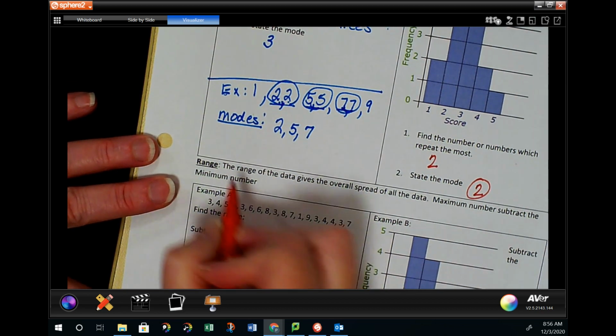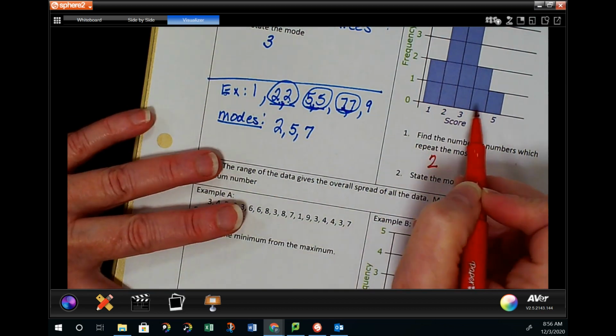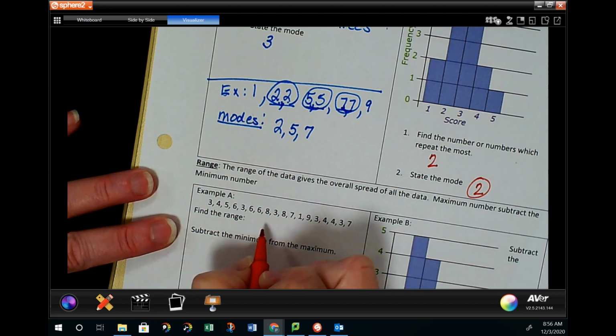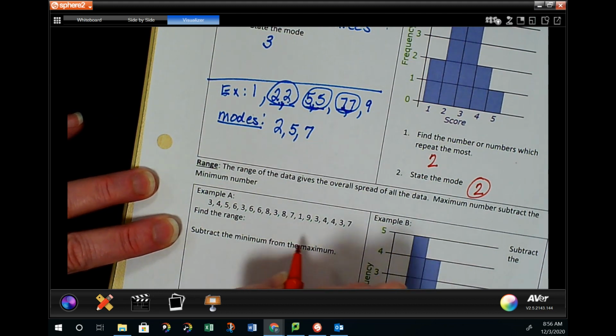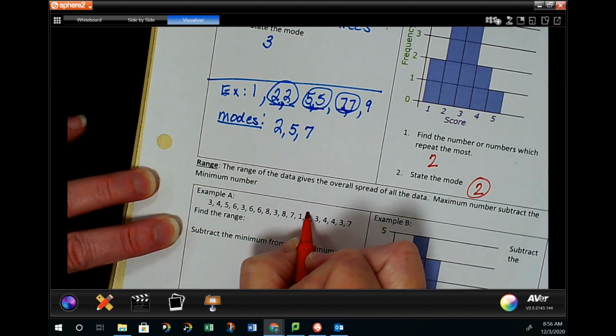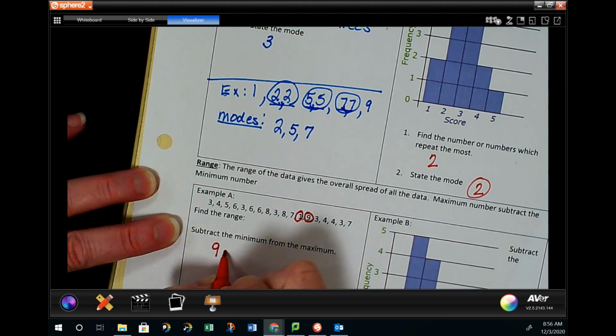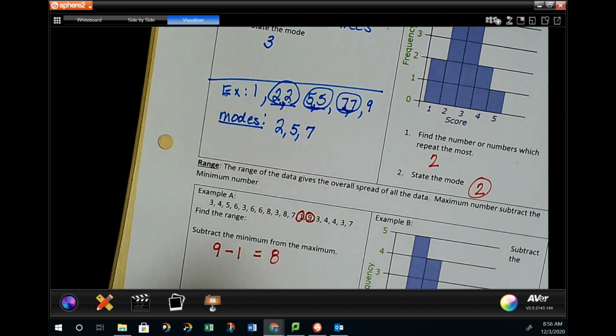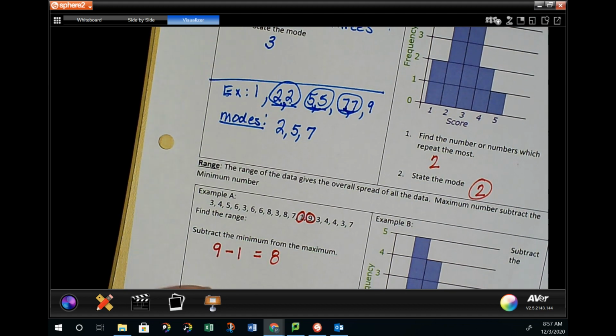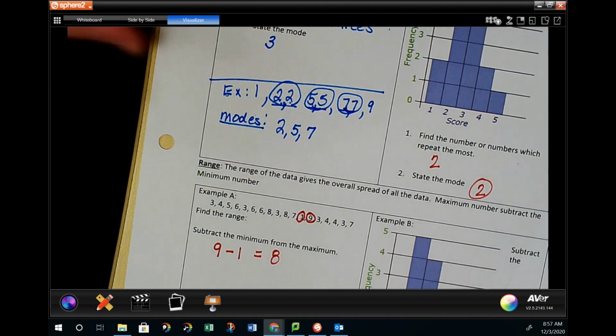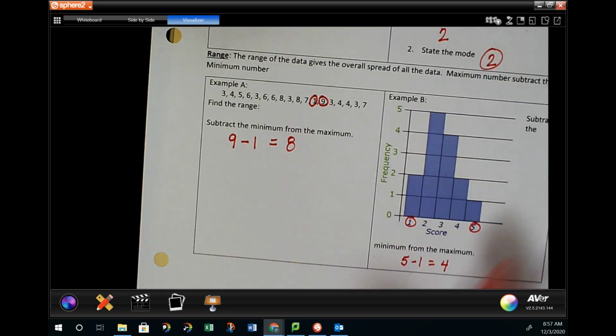Now, the range. The range is the overall spread of numbers. You take your largest number and subtract your smallest: your max minus your min. So I find my largest number, which is 9, and my smallest number, which is 1. Then I just go 9 minus 1, and I get 8. In the other example, my smallest number is 1 and my largest number is 5. So 5 minus 1 is 4, so there's a range of 4. That's your range, your max minus your min.